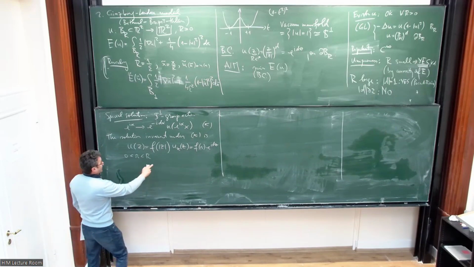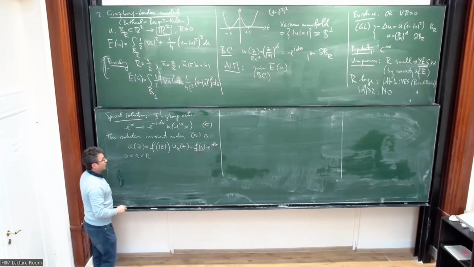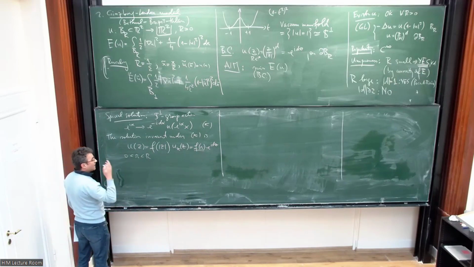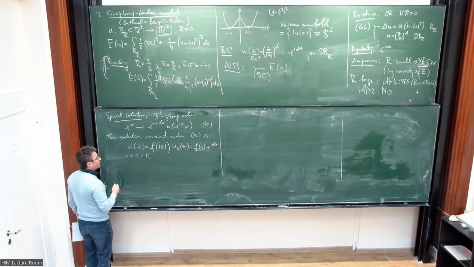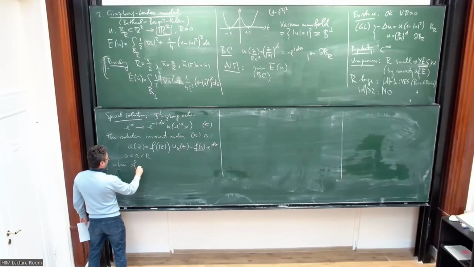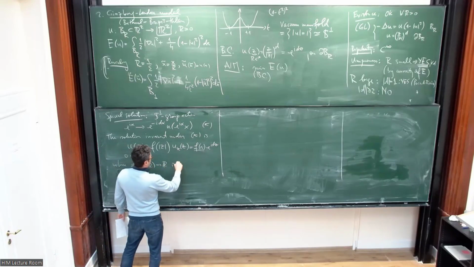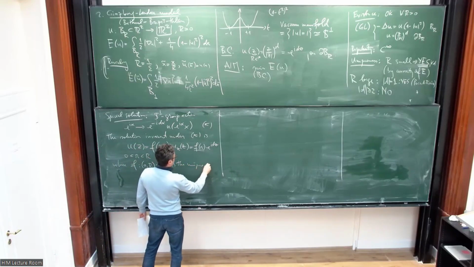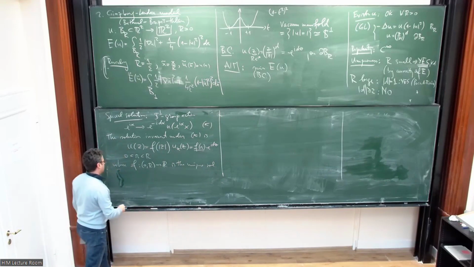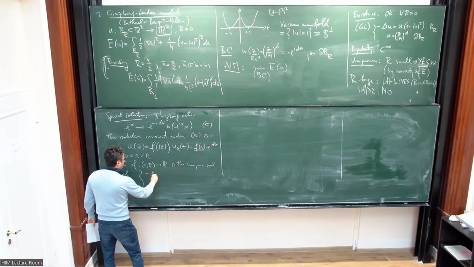And then of course this radial profile is in fact the unique solution of an ODE, where f is the unique solution of the ODE. So you have an ODE here.